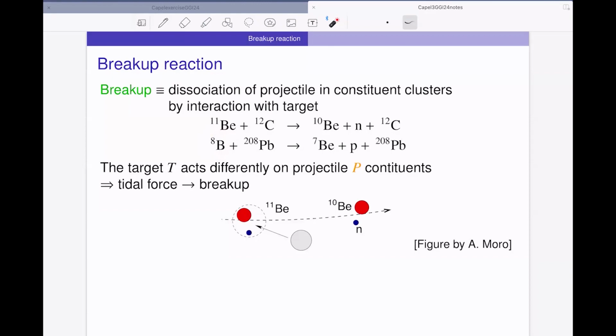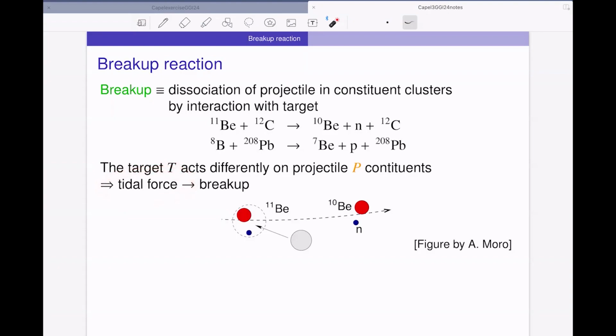This is a figure that I stole from Antonio Moro. You have beryllium 11 seen as a beryllium 10 core plus one valence neutron impinging on a target. The target will act differently on the core and on the valence neutron. If you just think of the Coulomb interaction, of course, the neutron is insensitive to it. So at large distances, it won't feel any effect from the target, but the core will basically be repelled. And because the system is loosely bound, this can lead to the breakup of the system. This acts as a tidal force on the system.